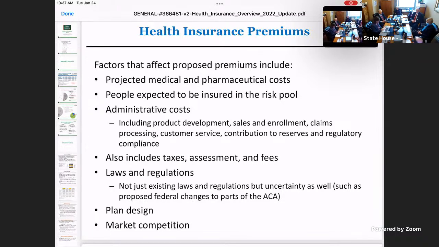Claims processing is adjudication. That's a big thing. It's important. Customer service, paying for people who are on the phone that can answer it. Product development, and then contribution to reserves, which is also really important. So we talked about the risk. Insurance companies need to have a reserve so that if they undershoot the value of the premiums and they have more, or there's a pandemic or something that makes their costs higher than they expected, they need to have some level of reserve, just like any other company.